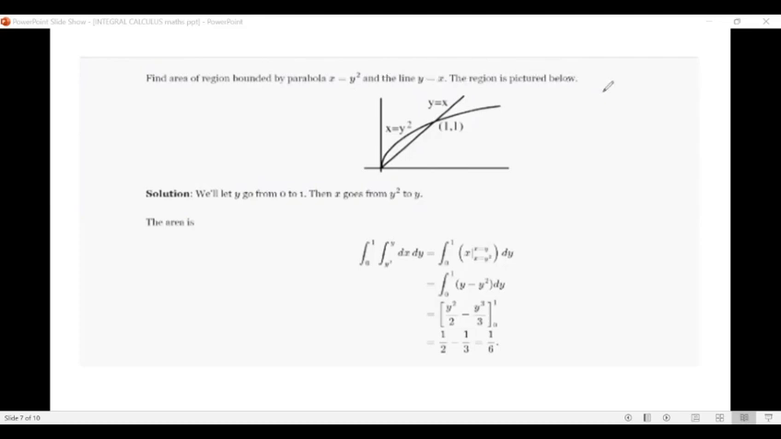The region is pictured below. This is the parabola along the x-axis, x equals y square, or y square equals x. This is a straight line which is passing through the origin, y equals x. Here m is 1 and c is 0. It will pass through the origin.